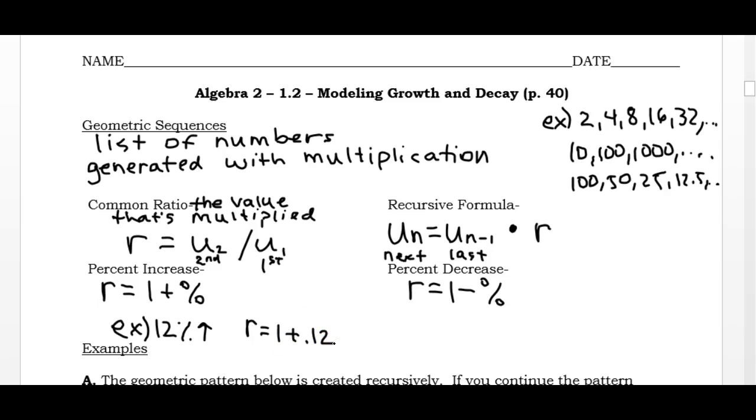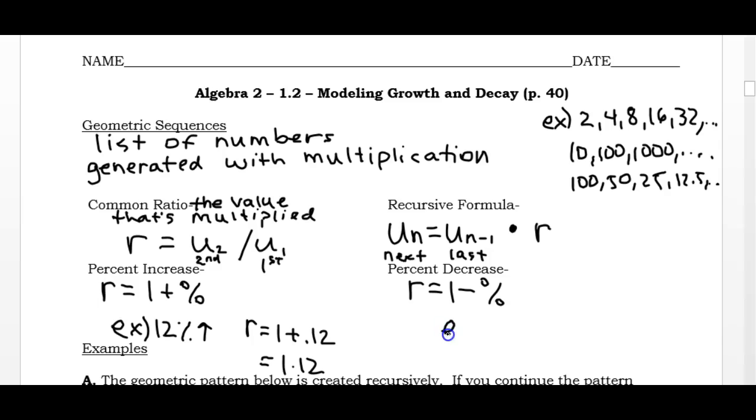And remember, 12% is the same as 0.12 because you move that decimal 2 places. So my percent increase would be 1.12. And think about it, if you have 100% and then you're increasing 12%, you have 112%. And that as a decimal is 1.12.